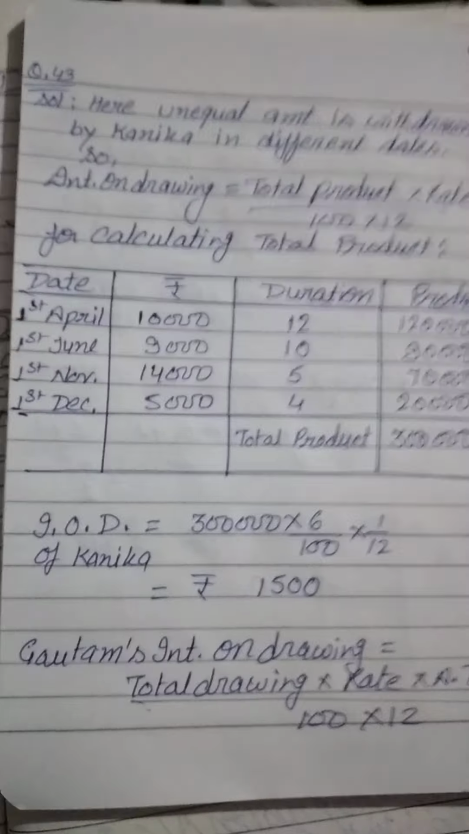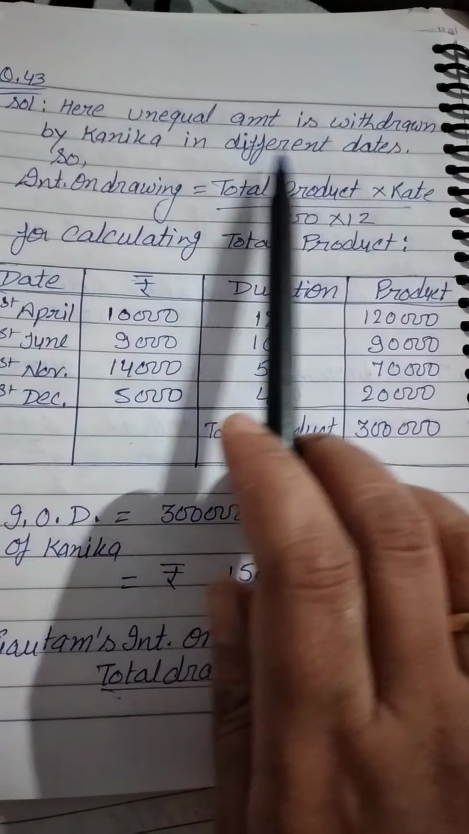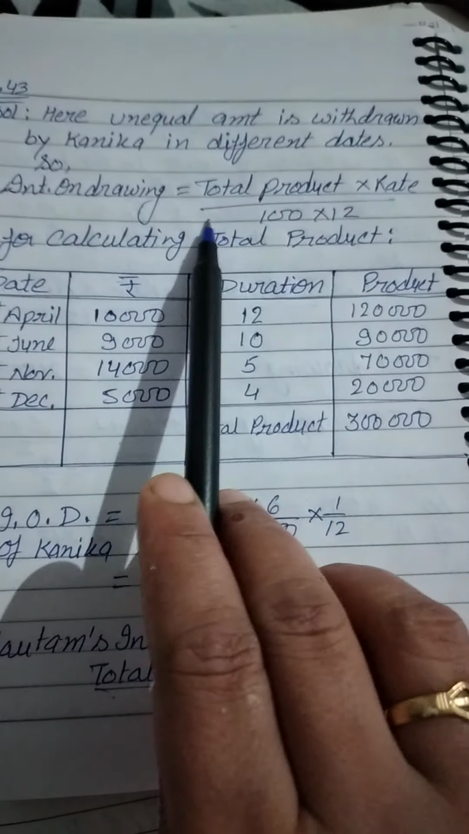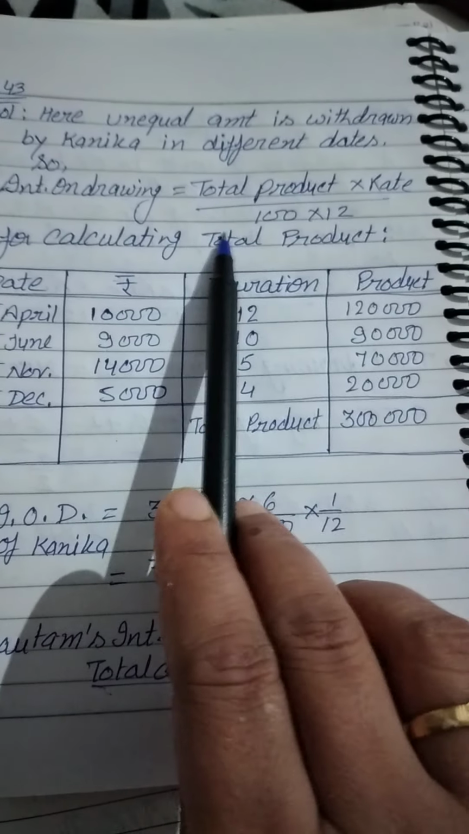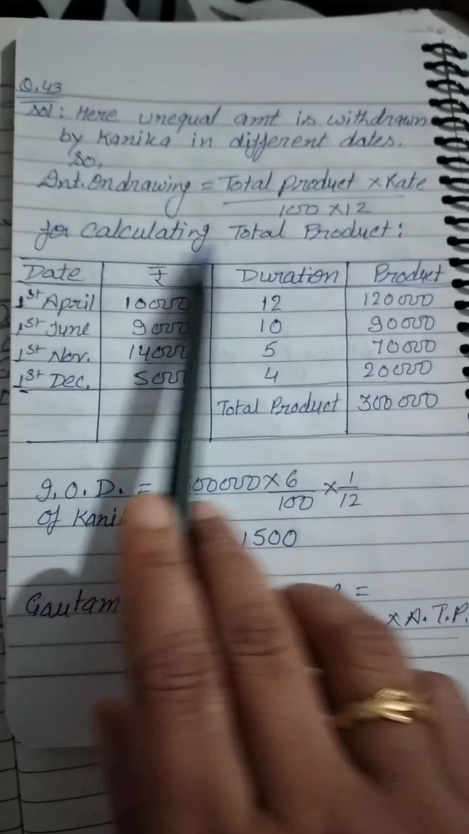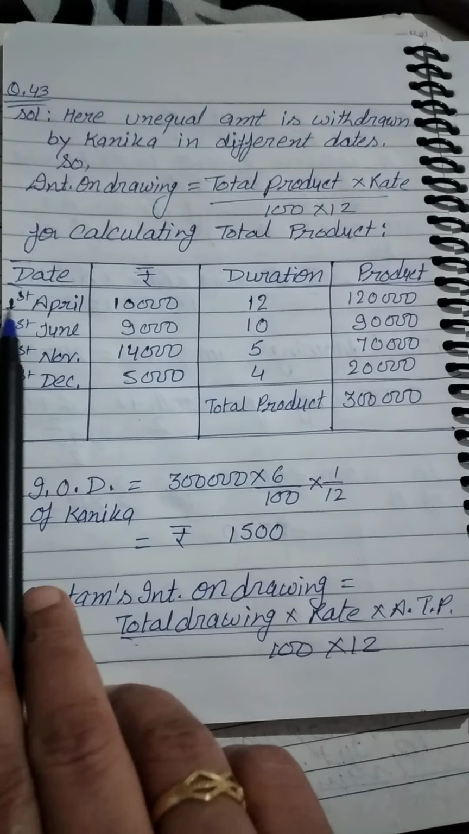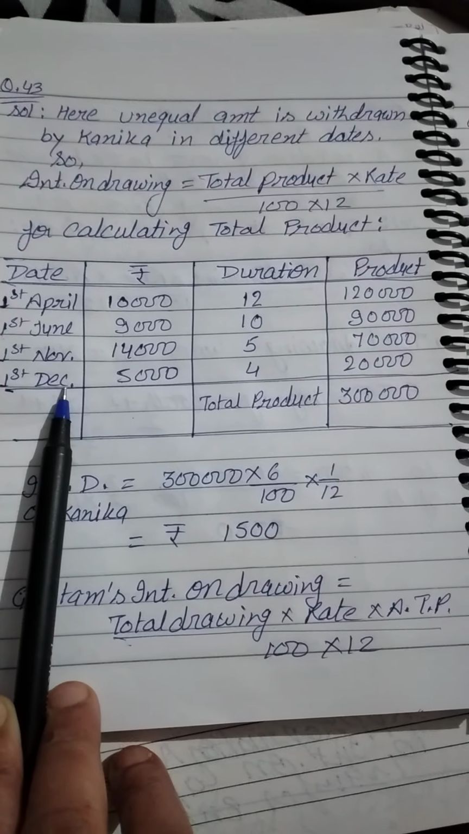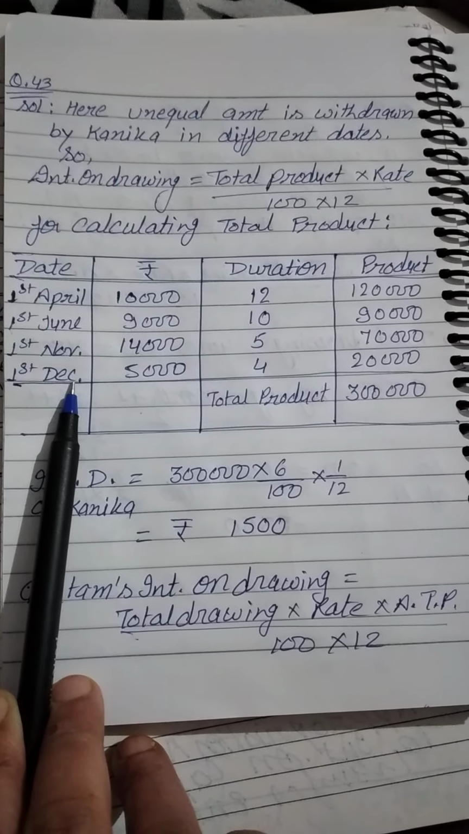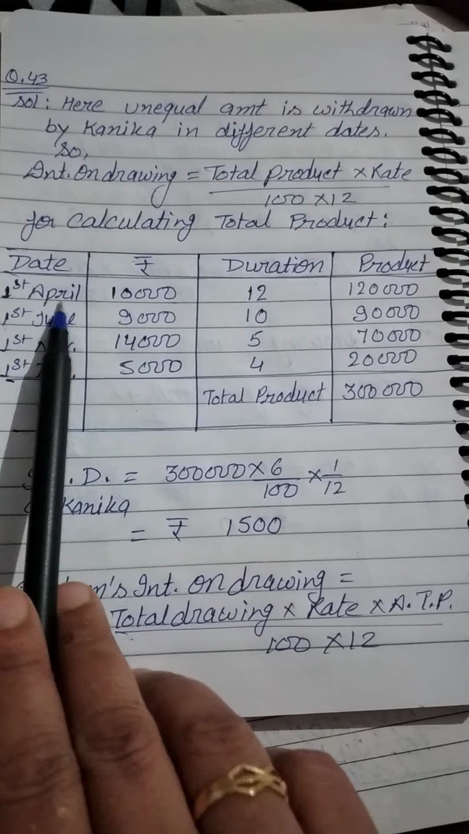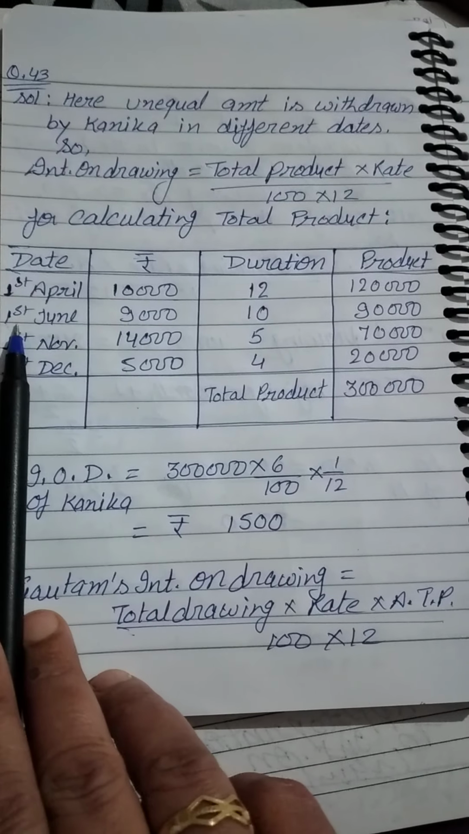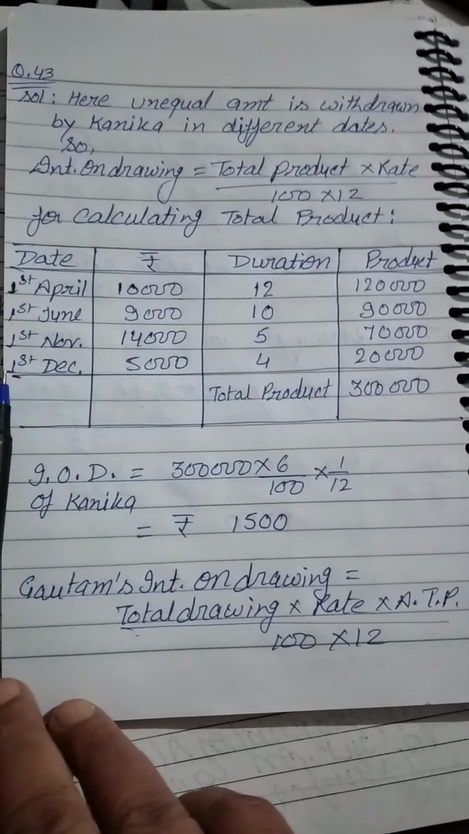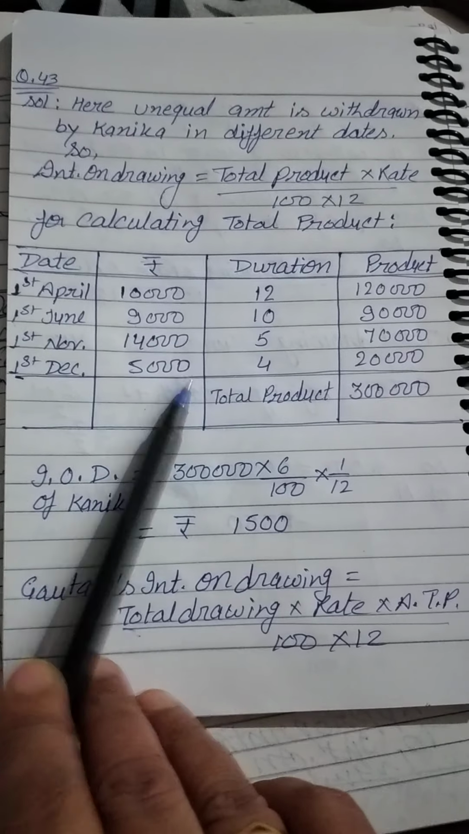Now the solution: unequal amounts are withdrawn by Kanika on different dates. So interest on drawing is equal to total product into rate upon 100 into 12. For calculating total product, the dates given are 1st April, then 1st June, then 1st November, then 1st December. In this question, the closing date is 31st March. Kanika withdrew on 1st April rupees 10,000, on 1st June 9,000, on 1st November 14,000 and on 1st December 5,000.